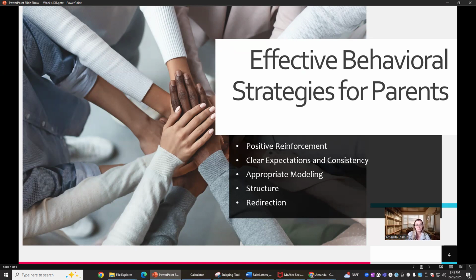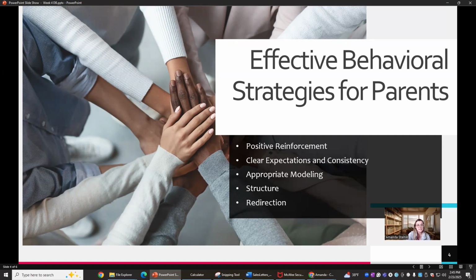One of the most effective strategies for encouraging desired behaviors is positive reinforcement. Positive reinforcement involves rewarding good behavior, to increase the likelihood of that behavior occurring again in the future. This can include verbal praise, tokens, extra playtime, or other rewards that are meaningful to the child.